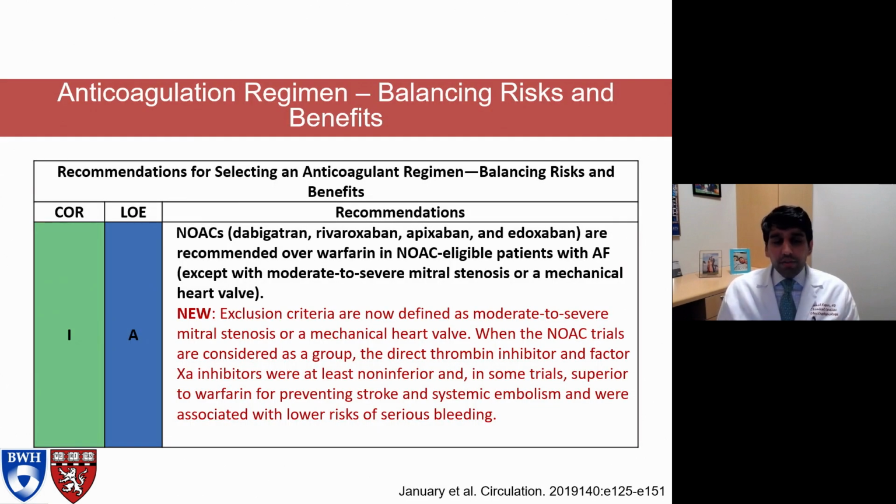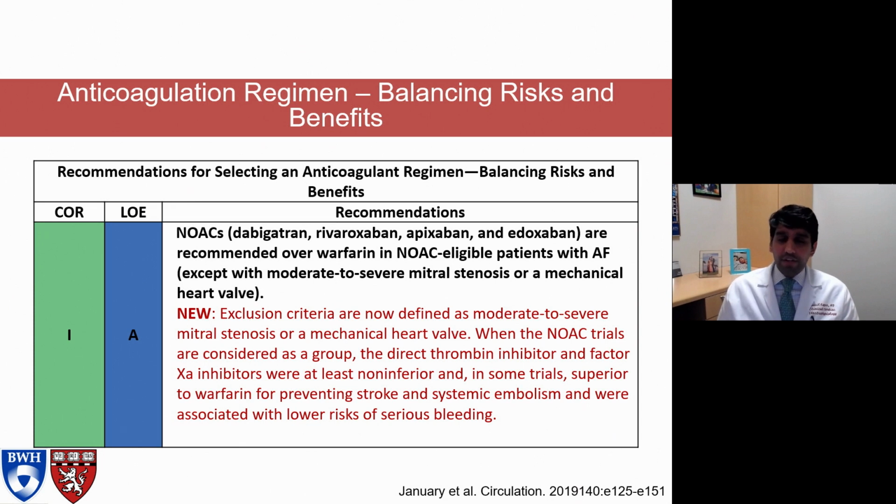One thing I'll point out is that the new 2019 guidelines actually recommend NOACs, including the ones listed here, over warfarin in NOAC-eligible patients who are coming to start a new anticoagulant for AF. So while previously there was some equipoise between what got started, now the guidelines recommend a NOAC over warfarin in patients who are eligible. The other important thing to note is what's listed here is except moderate to severe mitral stenosis or mechanical heart valve patients, which is something we know.